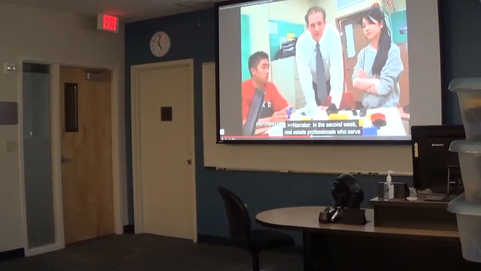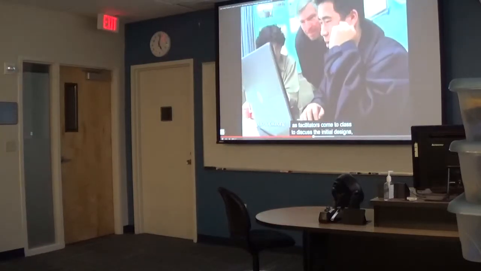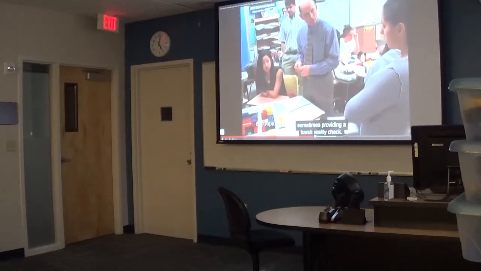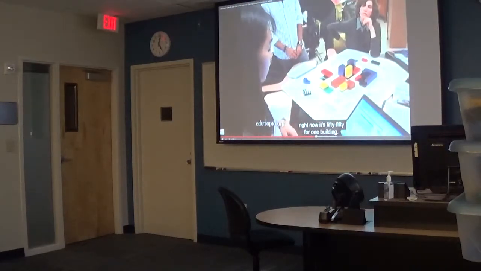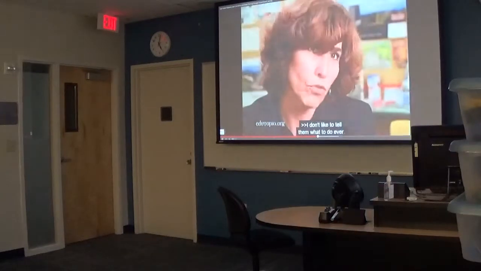In the second week, real estate professionals who serve as facilitators come to class to discuss the initial designs, sometimes providing a harsh reality check. Affordable housing right now is 50-50 for one building. 50-50. Okay. So I don't like to tell them what to do.